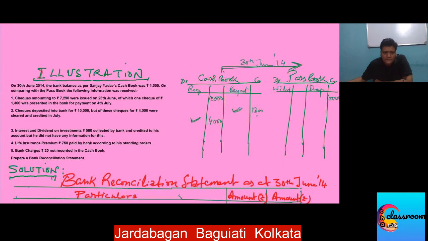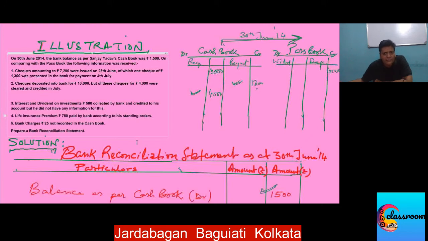Fine. Next transaction is interest and dividend on investments, rupees 580, collected by the bank and credited to our account, but we did not have any information for this. The moment the bank collected it, the bank must have deposited this amount in our account. So the bank has credited our account with rupees 580. But we have not received any information, so no entry in the cash book. Actually, the reason for disagreement is only because one book has recorded, the other has not recorded.